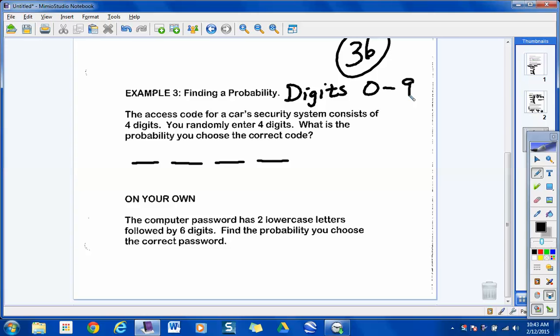Well, here's the deal. I walk up to this. Let's just say it's an iPhone this time. What's the probability I'm going to get that first number right? 1 out of 10. How many digits are there? 10. There's a 1 in 10 chance I get that first number right. It can be a 0, it can be a 1, it can be a 2, a 3, a 4, a 5, a 6, a 7, an 8, a 9.